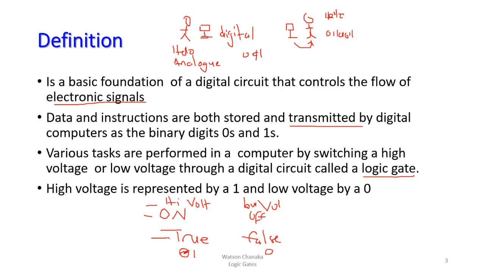What is the function of a truth table? It is a way of showing every outcome of a logic gate. If we want to get the results of the logic gates, we have to use what we call the truth table. So let's move on to the next slide.